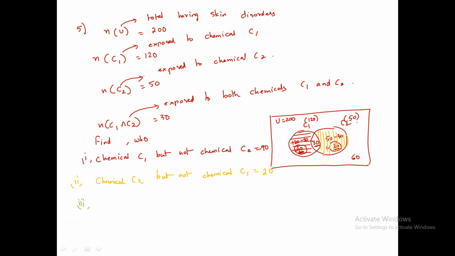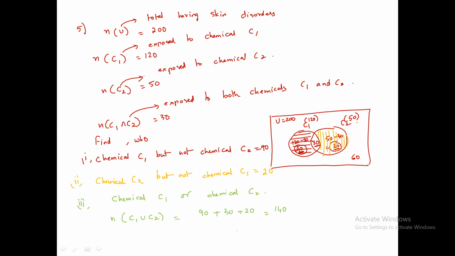Okay, third one. Number of people who are infected by chemical C1 or chemical C2. That means this is union, C1 union C2. So 90 plus 30 plus 20. Total you will have 140. Using Venn diagram, it is very, very easy. For all such problems, we will be using Venn diagram only.